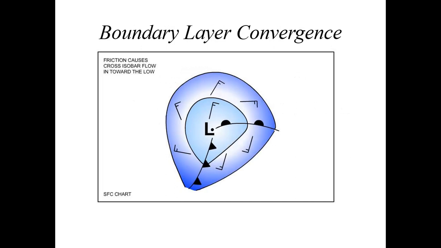So here's an example of boundary layer convergence and friction. Friction is basically going to cause cross isobar flow in toward the low pressure center because as the winds blow across the Earth's surface, they're going to get slowed and perhaps change direction based on friction.